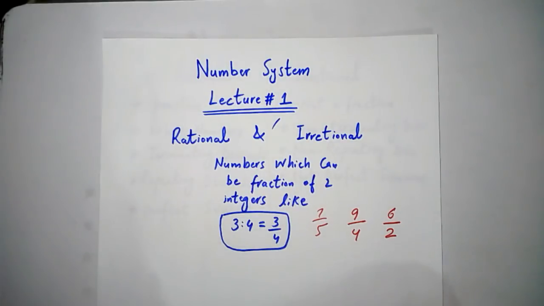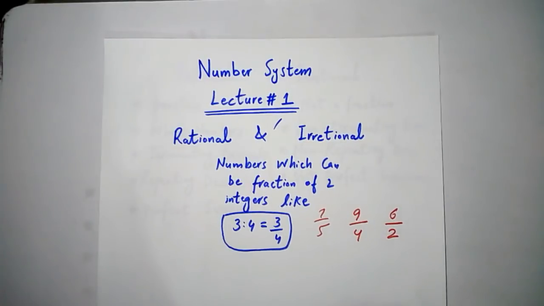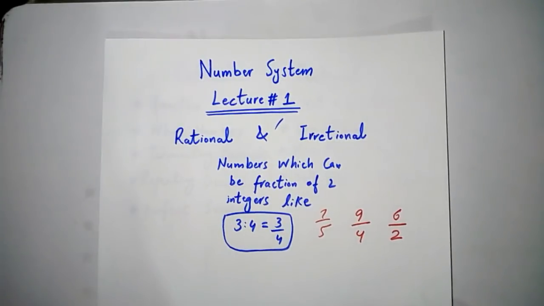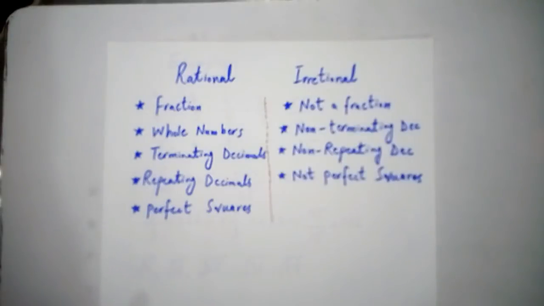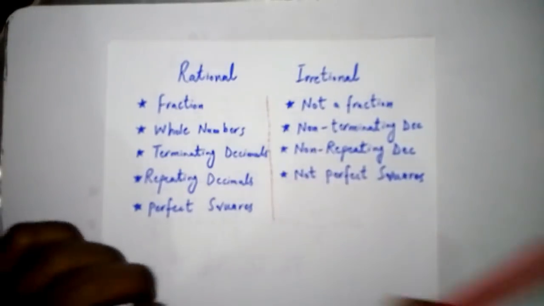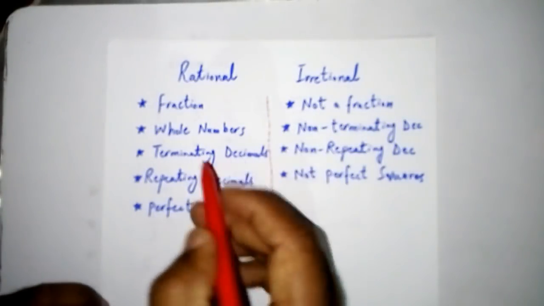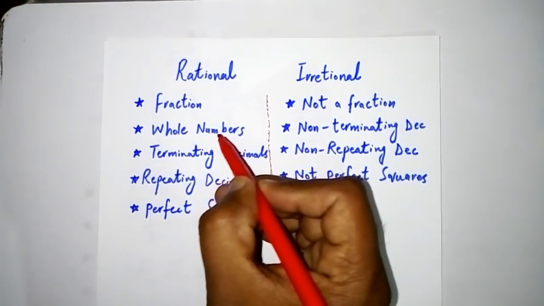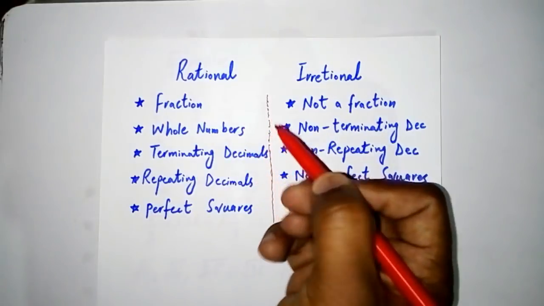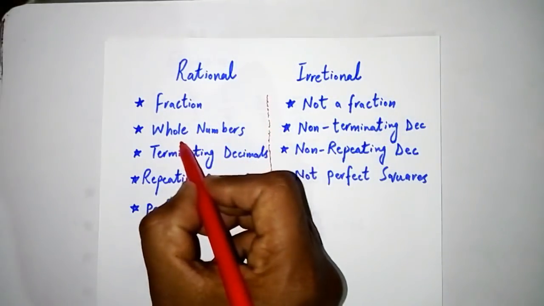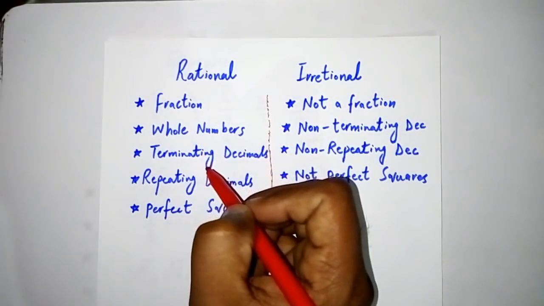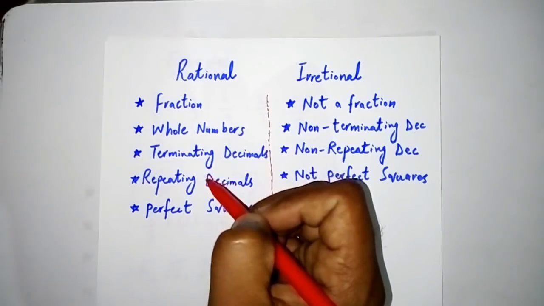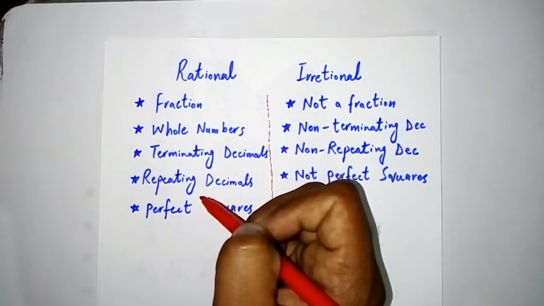There are also different categories to check whether a number is rational or irrational. Let's take a look at them. Okay, the first one is fraction. As I already told you, if a number is the fraction of two integers, then it is called a rational number. The next category is the whole number. All whole numbers like 1, 2, 3, 4, 5, all these are rational numbers.